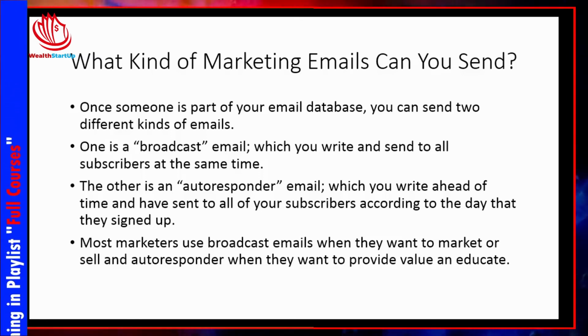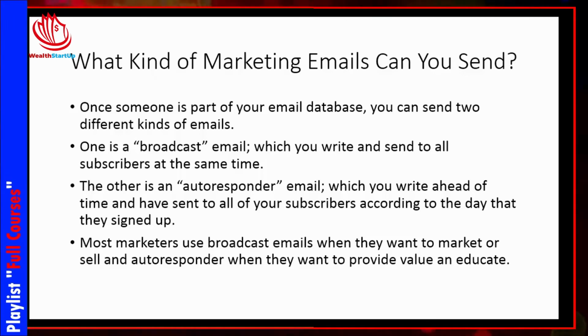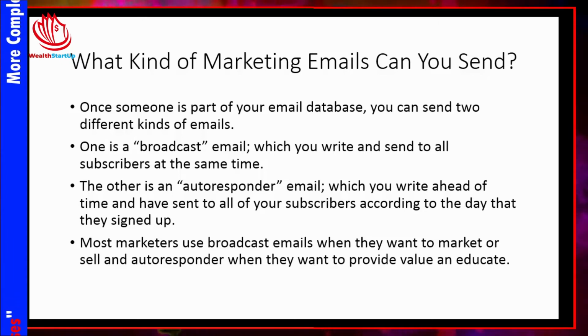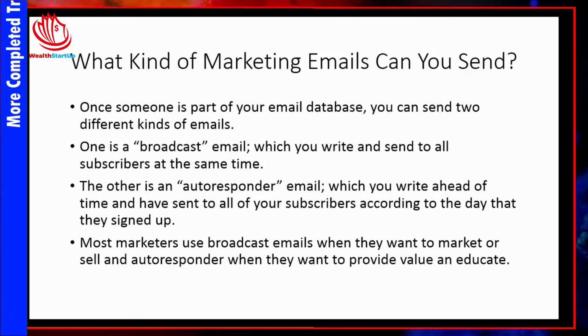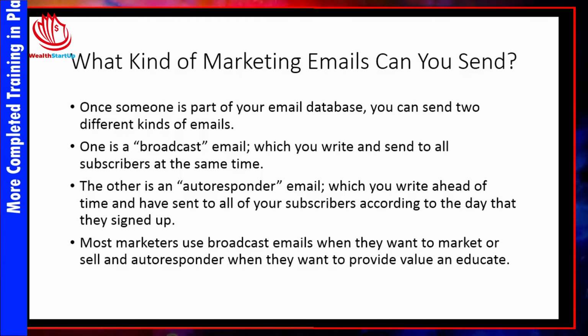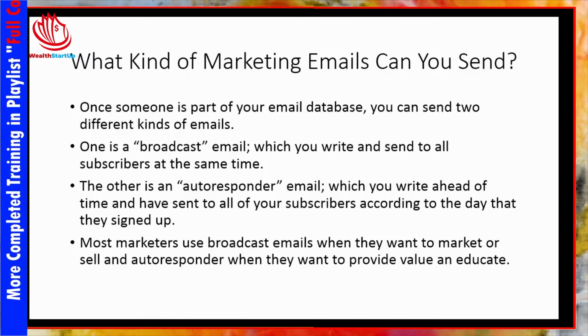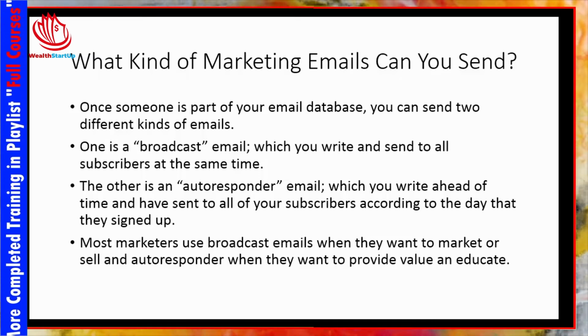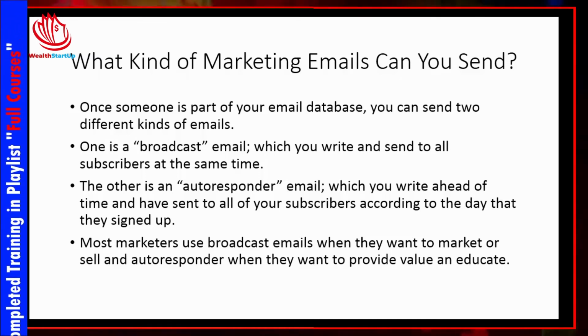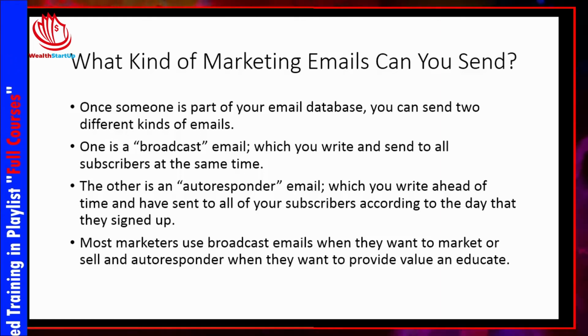Now, when you want to provide education and value, typically you'll want to set those up ahead of time. You want those to go out on a regular basis. So, in other words, if you want someone to get education every single Thursday, you can set up your email sequence to make sure that people are getting a Thursday email with lots of value, okay? And so you can actually do that with your autoresponder emails.